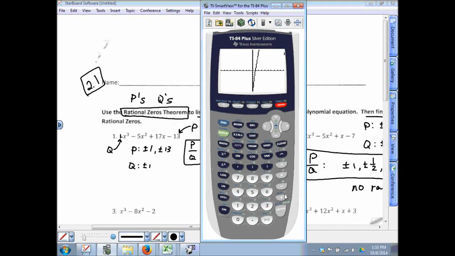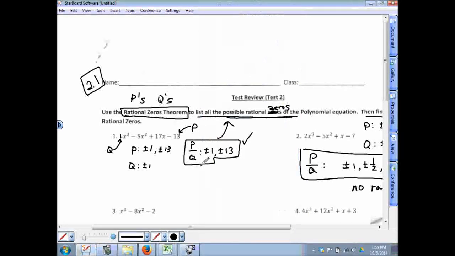So on the graph, it appears a positive 1. It appears the graph passes through positive 1. I'm just going to check that. So hit trace, then type in positive 1, and yep, it's 1, 0. So the graph is telling us that 1 works. So just to prove it beyond any doubt, you're going to have to do synthetic division.